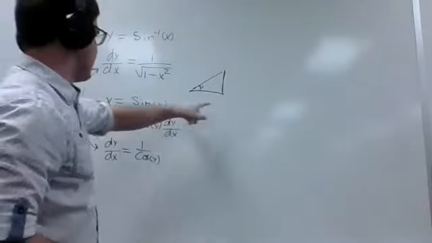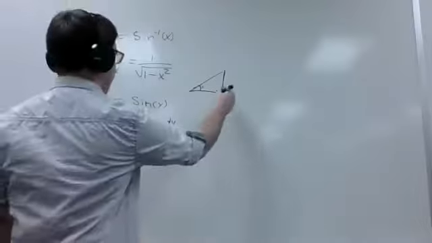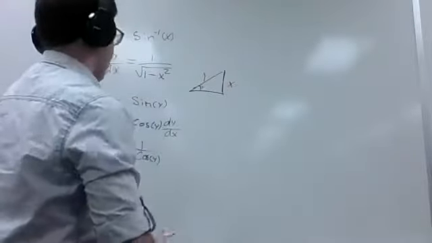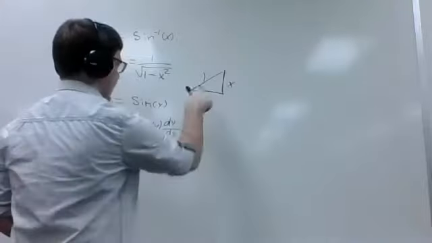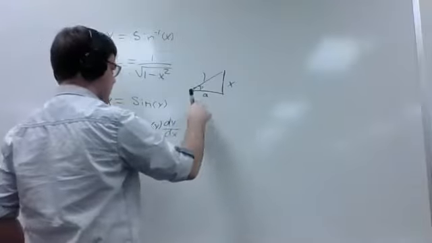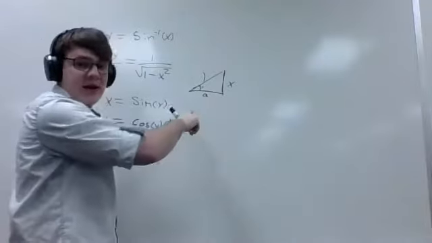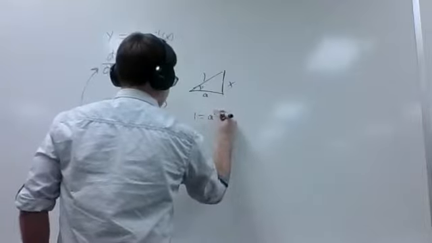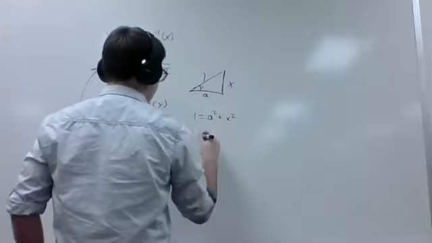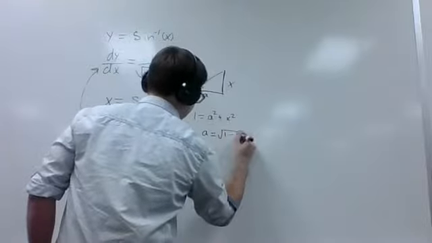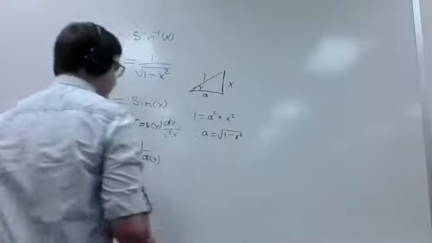And we know that sine is opposite over hypotenuse. So if this equals x, we can just say it's x over 1, right? So we'll say that this side is equal to a. And then we're going to use the Pythagorean theorem to find this a. So we can say that 1 equals a squared plus x squared, or a is equal to the square root of 1 minus x squared.